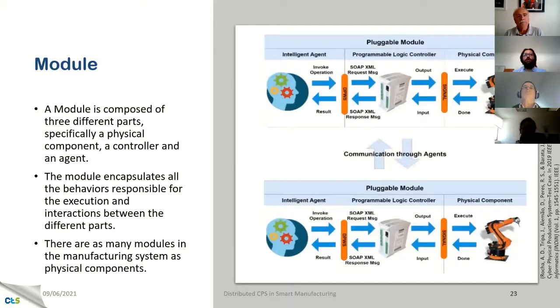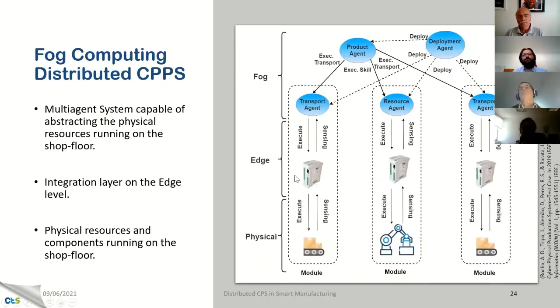So each module, in this specific experiment, we use an intelligent agent. This intelligent agent will communicate through services with a PLC, and the PLC will control the hardware. The communication, as I said, between the cyber entities or the pluggable module, as we call, is performed using standard communications protocols between the agents. So this hardware and this PLC will not communicate between each other. The communication is performed between the industrial agents.